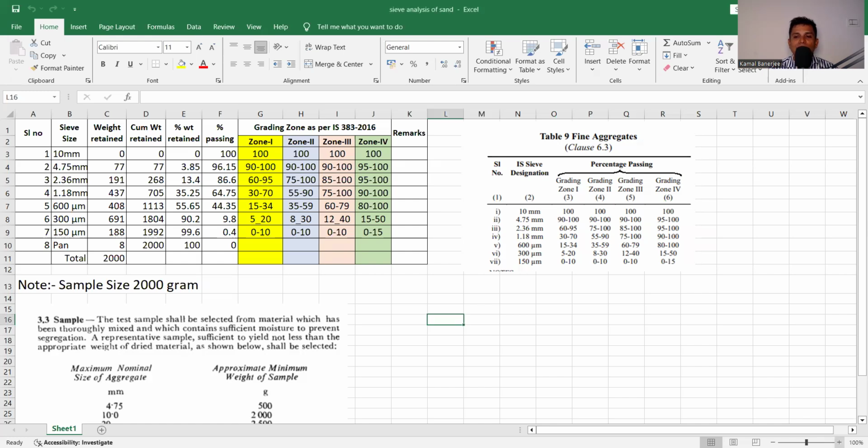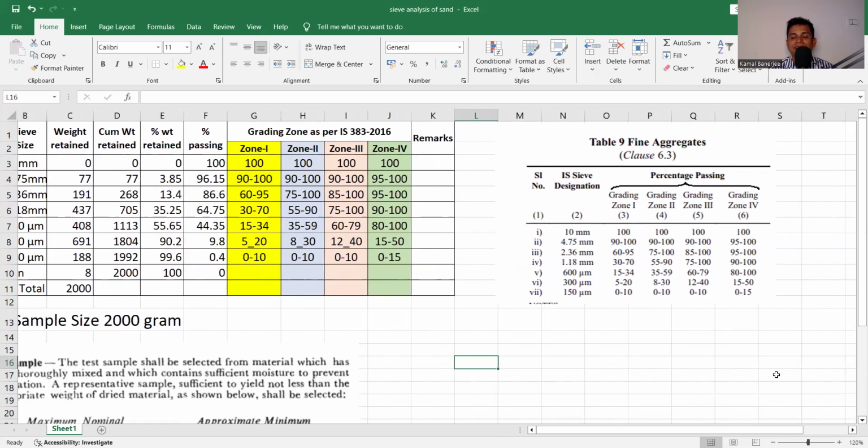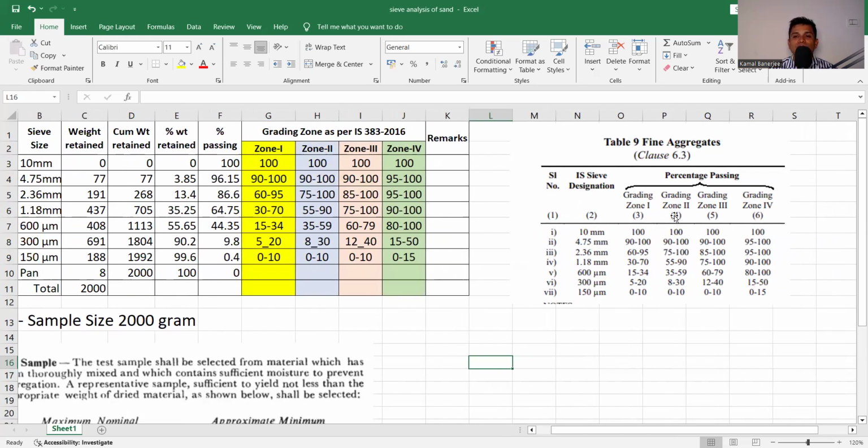The first thing we need to know is that as per IS 383, there are four zones of sand available. That is grading zone 1, zone 2, zone 3, zone 4. Whenever we receive sand at a site, we need to do the sieve analysis to know the particle size distribution, and according to the sieve analysis, we need to finalize which zone it belongs to. So what are the sieve sizes we need to know? 10 mm, 4.75 mm, 2.36 mm, 1.18 mm, 600, 300, and 150 micron, and then the pan. These are the sieves we need to use whenever we are doing the sieve analysis for sand.